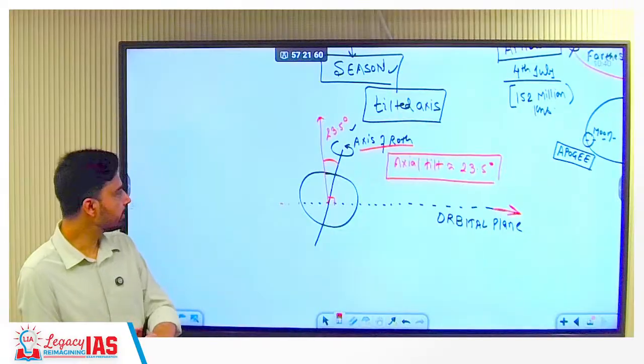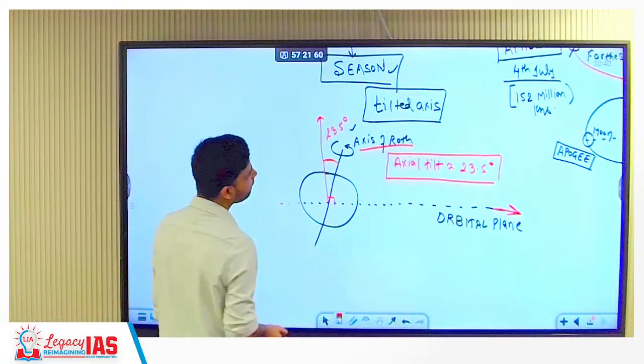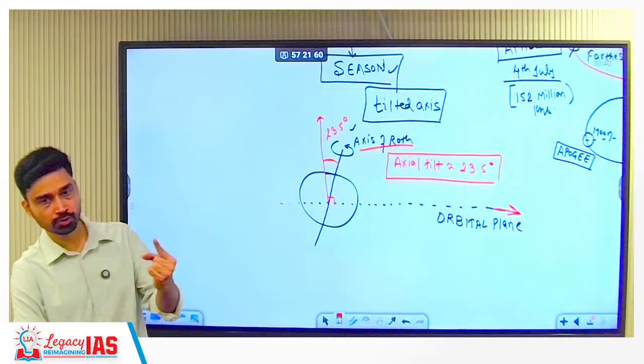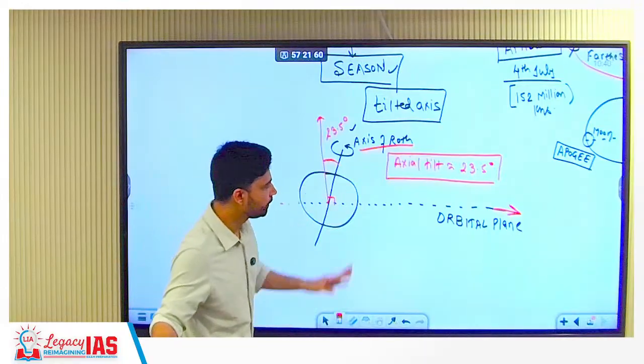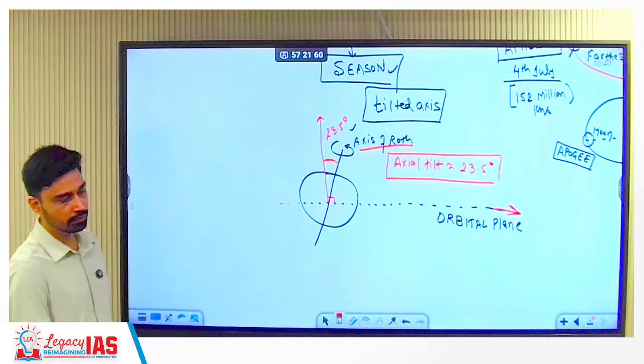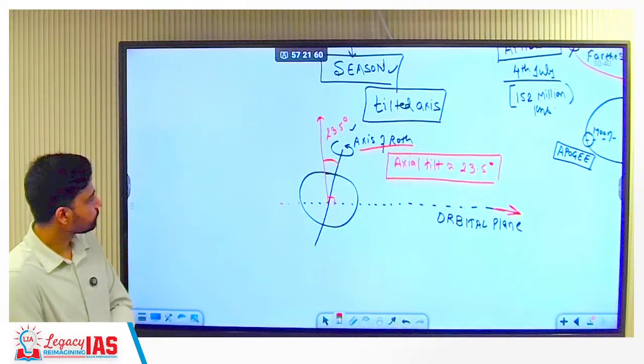Right. So this axial tilt plays a very important role. If Earth's axis was not tilted, we would not have experienced seasons, even if the Earth was revolving around the Sun. So seasonal occurrence is largely because of this phenomenon, the tilt of the Earth's axis, as shown on the orbital plane.